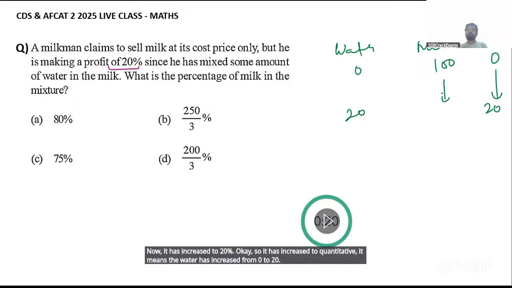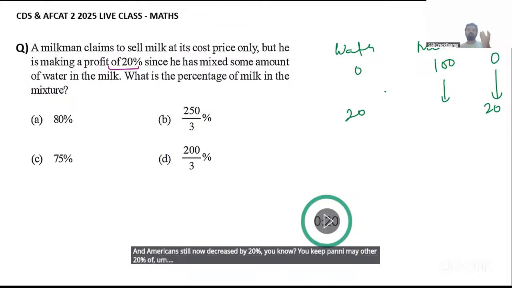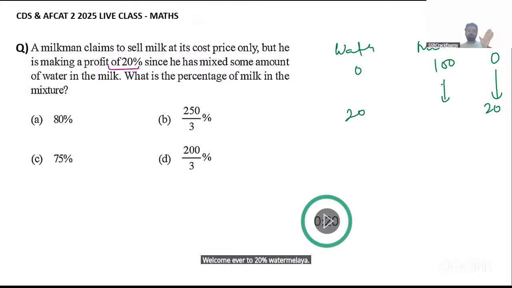And milk will now decrease by 20%, क्योंकि अगर 20% वाटर मिलाया है, तो the whole quantity will also increase by 20. See, initially water was 0 and milk was 100. Now water is 20, then the whole will be 120 ना, so everything will be increased by 20. So what will be the percentage?